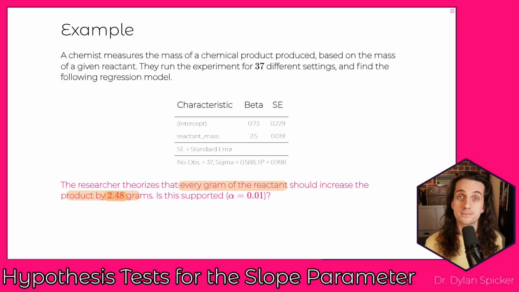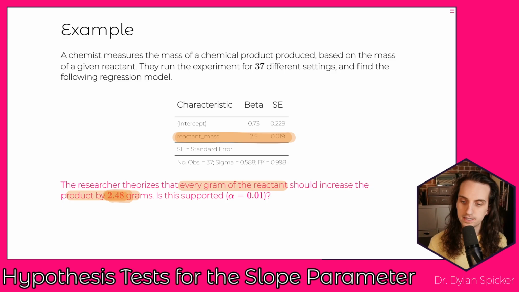So we're thinking about this as being the exact same style of question as we had before. If we change X, which is our reactant mass, by 1, how much does Y change by? What we want to test is whether this is equal to 2.48 at the 0.01 level of significance, right? We can set this up again using our hypothesis testing framework.